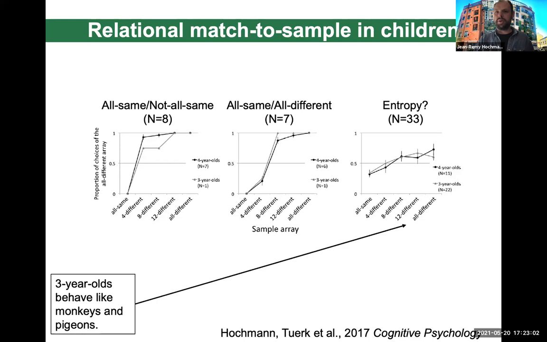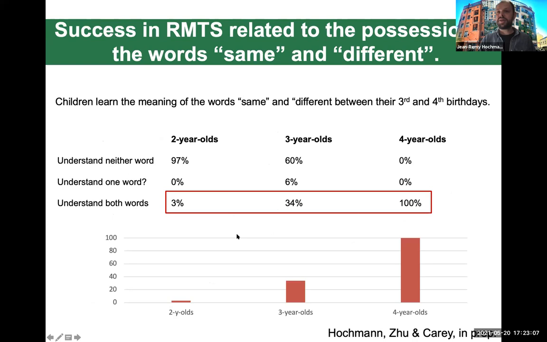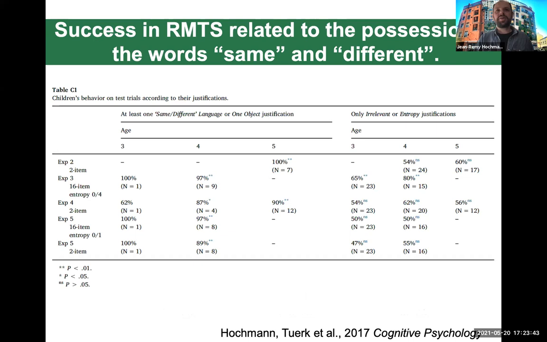And what's happening around that age? Well, an interesting observation is that this is the age where children have learned the words same and different. Here we just tested very simply whether children understood the words same and different, and you can see that 2-year-olds almost none do. 4-year-olds all understand the words same and different. And of course, as you would expect, 3-year-olds are in the middle. So some understand the 2 words, some don't. So that suggests that maybe the acquisition of the words same and different is related to the change in the behavior that we saw.